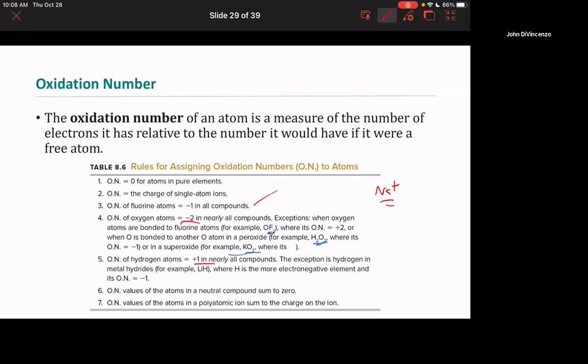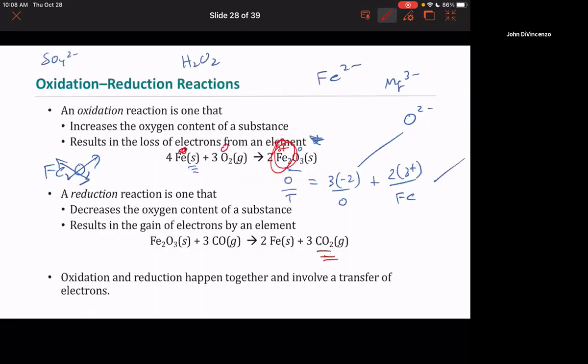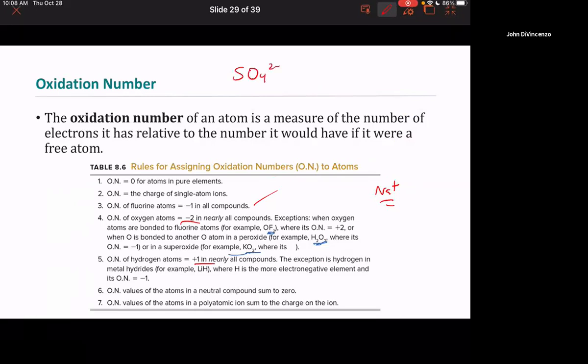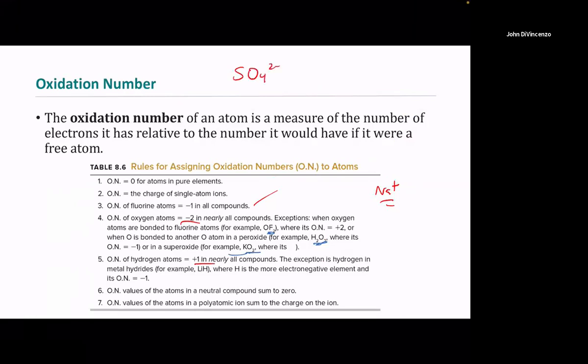The oxidation number values of the atoms in a neutral compound sum to 0. That's what we just said. The oxidation number of this whole thing has got to be 0. All right? There's no charge on it. That's what that second to last statement is saying. The oxidation number values of the atoms in a polyatomic ion sum to the charge of the ion. So let's go do sulfate. Someone tell me what the charge on sulfur is there.